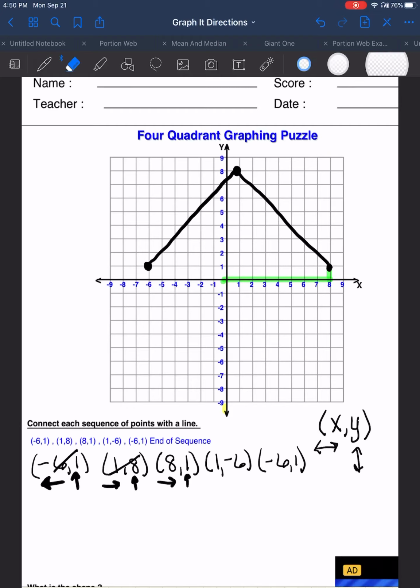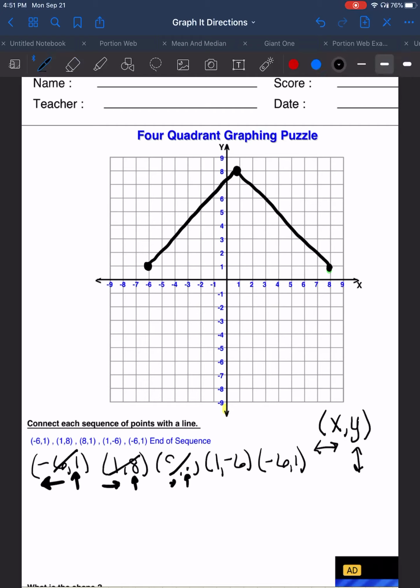Oops, I wanted to erase that. All right, and just a little side note, if you like yours nice and neat, when you're connecting those dots, you can use a ruler if you have one. You can use any straight edge, like a card or a piece of paper. The straighter you make the lines, the nicer the picture looks when you're done. But you don't have to.